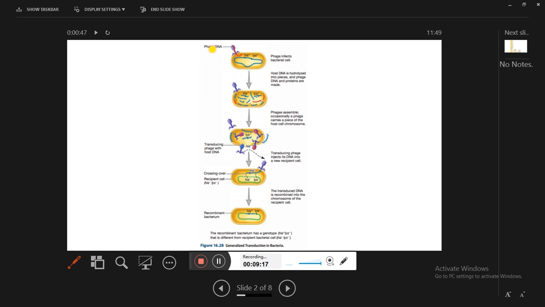The phage DNA is inserted inside the bacterial cell. Phage infects the bacterial DNA. Now what is the case of phage reproduction? Bacteriophage inserts the DNA inside the bacterial cell. Now this bacterial cell has histidine positive and lysine positive genomes. After the entry of phage DNA inside the bacterial cell, this phage DNA takes control over this host cell.